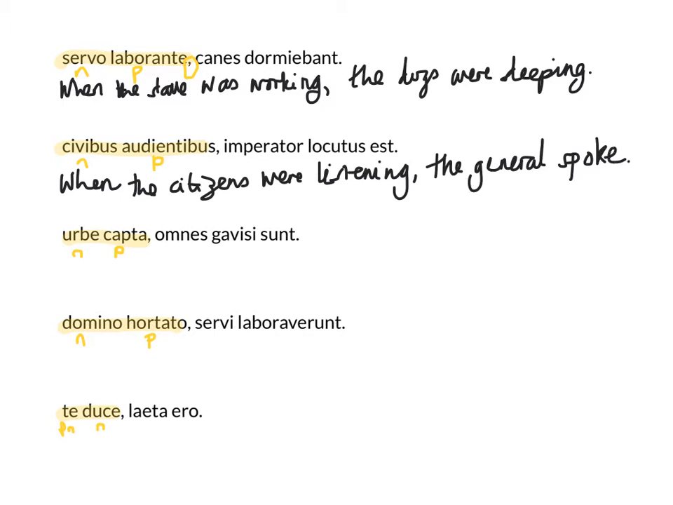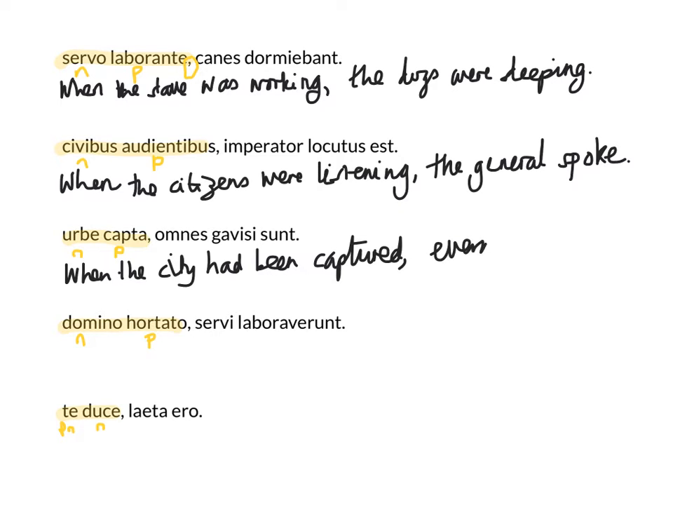Now the third one is the one that uses a past participle. So I'm going to say when the city had been captured. To make sure that I made it clear that the ablative absolute describes something which has already happened before the next part of the sentence. And here's the next part of the sentence. Everyone, gavisi sunt, rejoiced. Presumably they were on the side of the capturers, not the poor people inside the city.